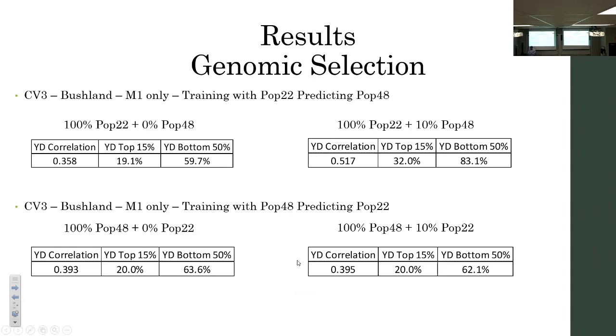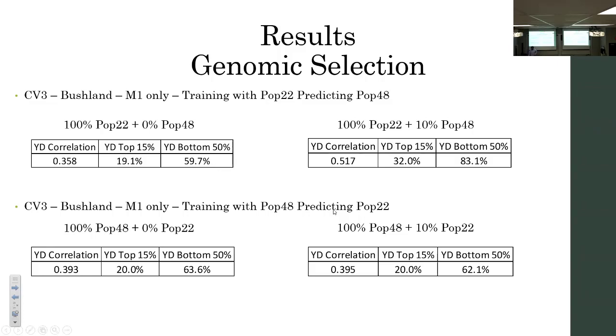So this is our next CV scheme here, looking at CV3, which was using one population plus part of another to predict the rest of the other one. So what we see here in this first set is we're using population 22 to train in predicting population 48. So when we have 100% of population 22 and predicting all of population 48, we're still finding a correlation of about 0.35. So this translates to being able to pick winners with about 19% accuracy and drop losers still with an accuracy of about 60%, which if you remember is pretty similar to what our other cross-validation was showing.